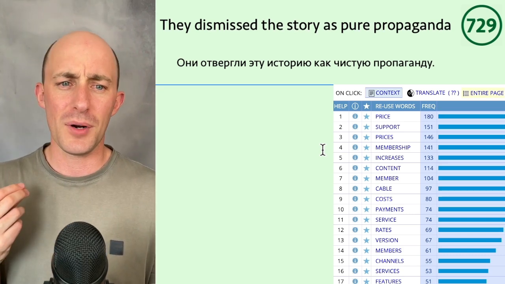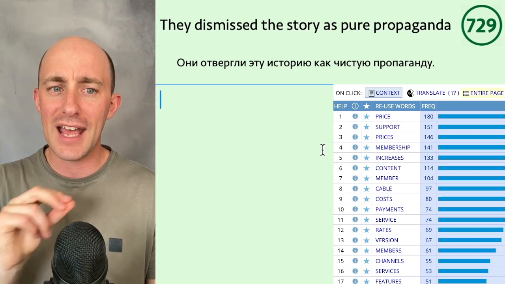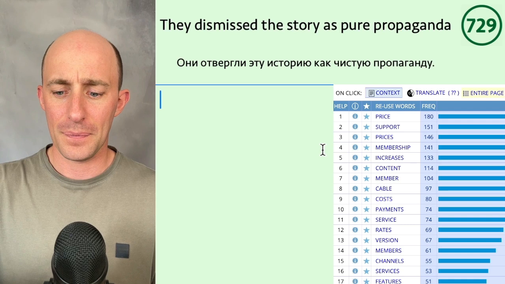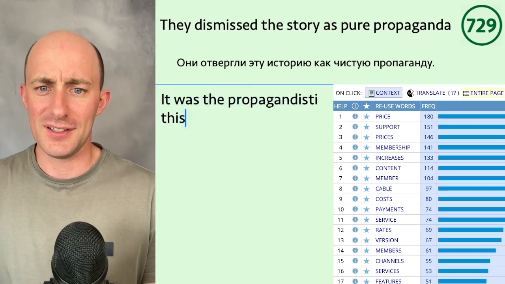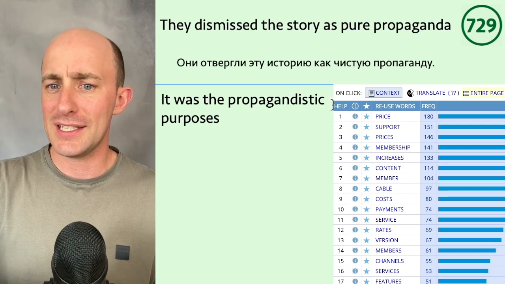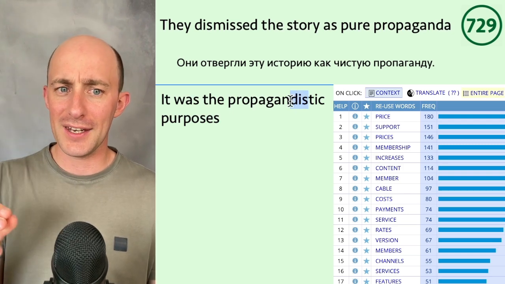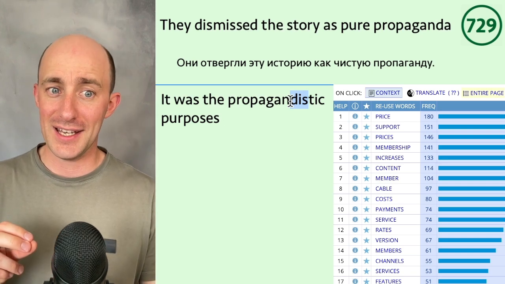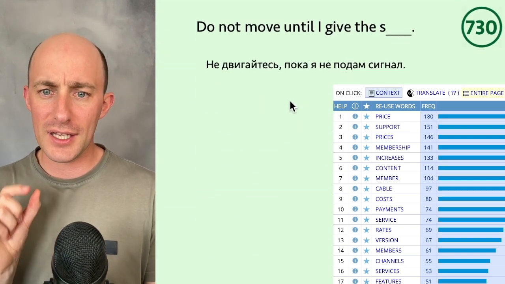Propaganda. It's propaganda. And we make the n long as well. It was for propagandistic purposes. Propagandistic. Then the stress moves onto the I. Propaganda, propagandistic. And the last one in this part of the lesson.